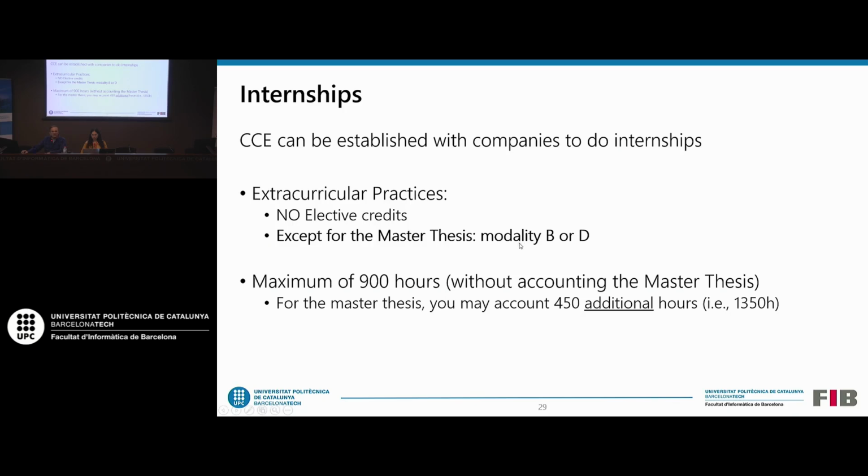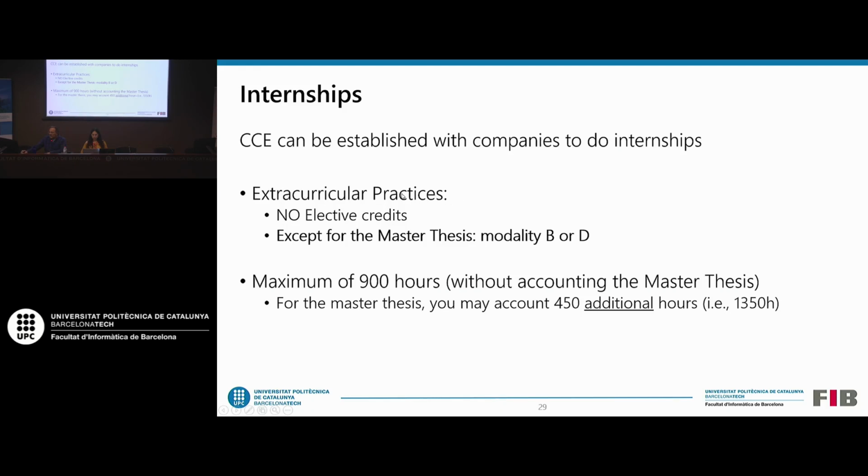This is what in our faculty jargon we call modality B or D. Modality B or D is a master thesis that takes place in a company. B is a local company, D is a company abroad. It's when you just move to another country in Europe, for example.